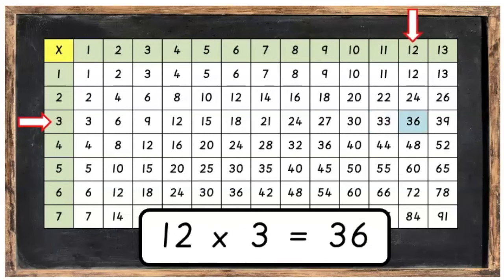12 multiplied by 3 is equal to 36. And finally, 13 multiplied by 3 is equal to 39. If I skip count in threes 13 times, I'm going to land on 39.